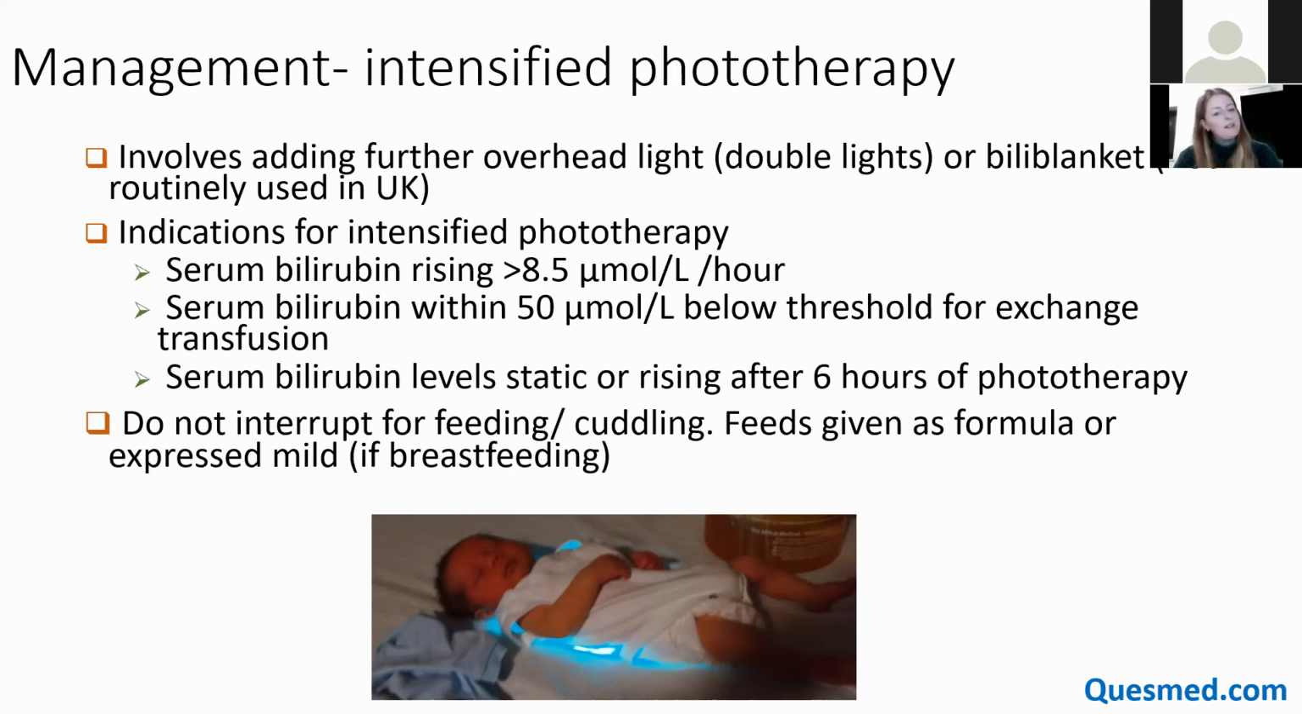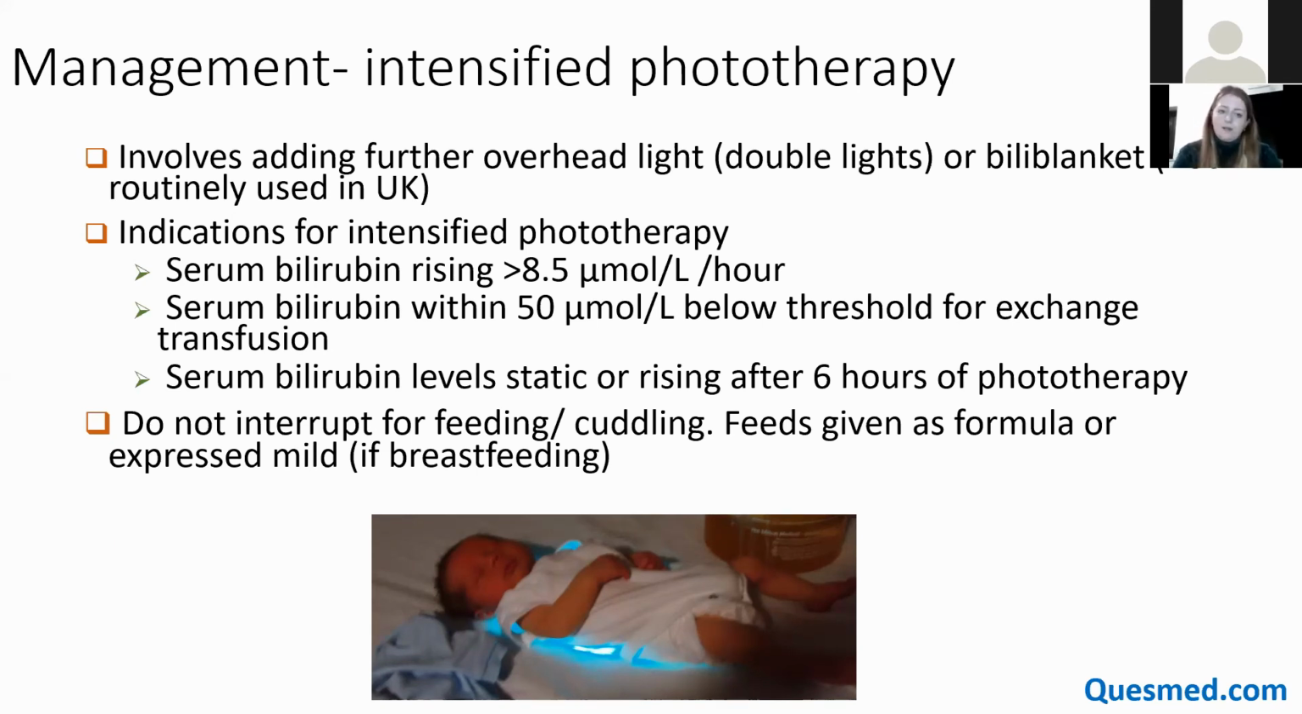You might also hear something called a billy blanket. There's a slightly blurry picture of it on this slide. It's not routinely used in the UK, but you might come across it. It's like a little blanket that wraps around the baby, and the idea is that it increases the surface area exposure to the lights, but they're not as strong as the lights, so that's why they're probably quite expensive, which is why they're not as commonly used in the UK. But it's helpful to be aware that they do exist. They'd never be given as monotherapy alone, they'd always be given in conjunction with the lights as well.